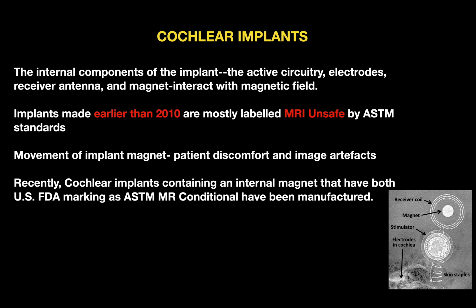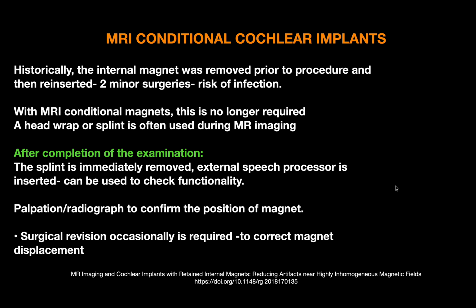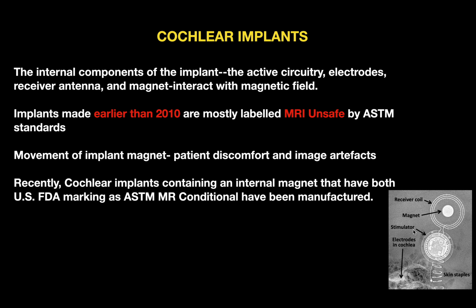Now let's talk about the cochlear implants. The internal components of the implants are the active circuit, electrode, receiver antenna, and stimulator. So these are the components of the cochlear implants. These components can interact with the magnetic field of the MRI. So implants made earlier than 2010 are mostly labeled as MRI unsafe by ASTM standards.